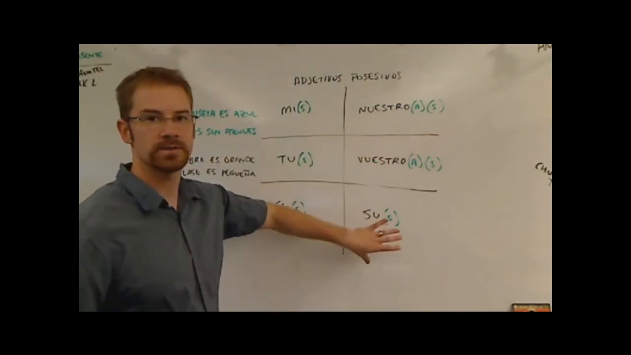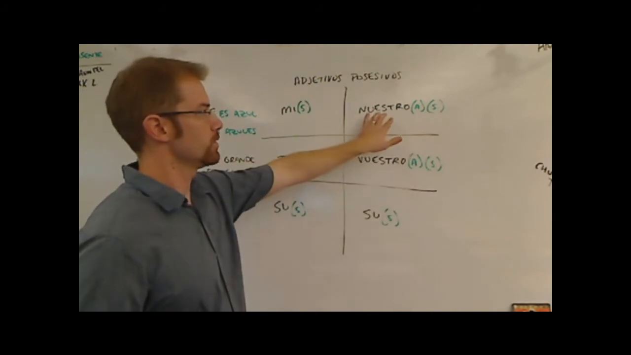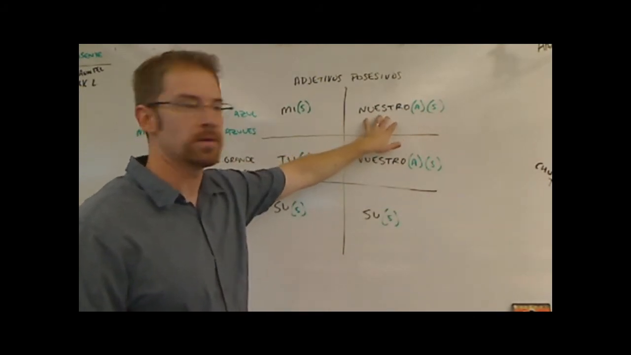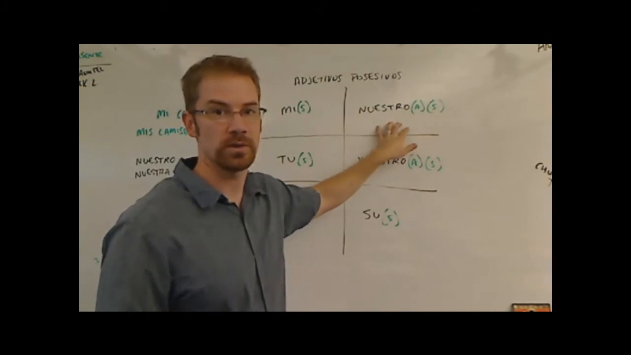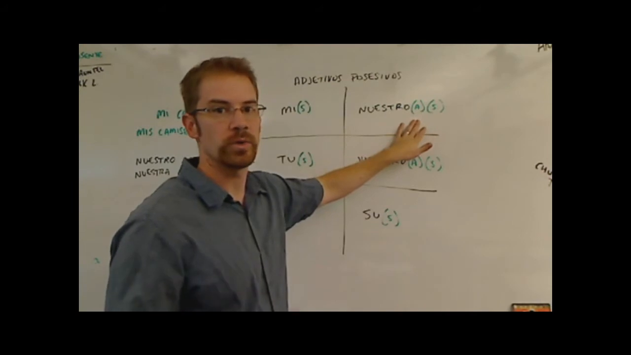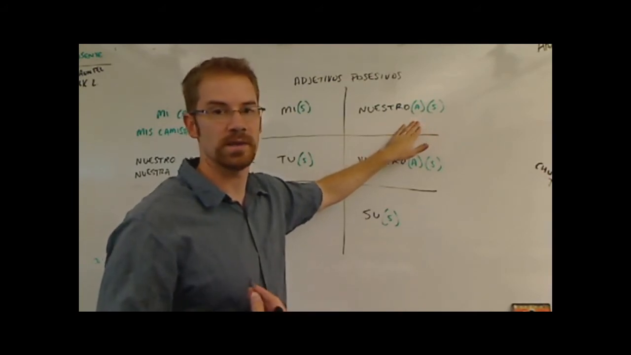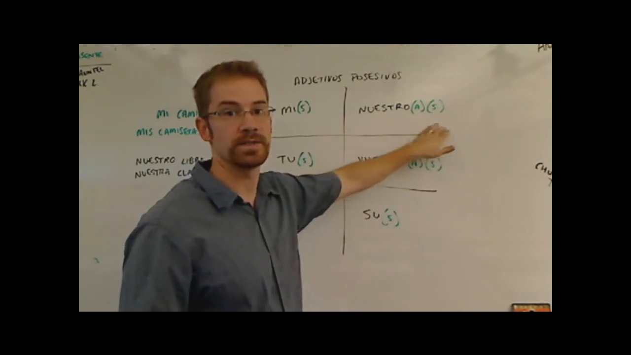Over here on the right-hand side of the chart, you have the possessive adjectives for the other people. So here we have nuestro, which is our. Nuestro can also be nuestra, and they can both also be plural, nuestros or nuestras. The A, it doesn't matter who it is. Like it doesn't matter if it's girls talking and they say our something. That's not where the A comes in. The A goes with whatever it is it's talking about.